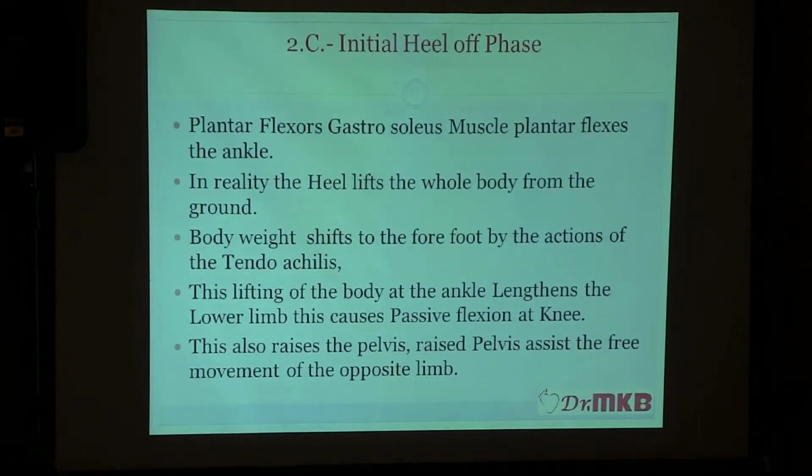Next comes the heel off phase. Plantar flexors, the gastrocsoleus muscle, plantar flex the ankle. In reality, the heel lifts the whole body from the ground. Body weight shifts to the forefoot by the action of the tendo Achilles. This shifting of the body at the ankle lengthens the lower limb and causes a passive flexion of the knee. This also raises the pelvis and assists the free movement.